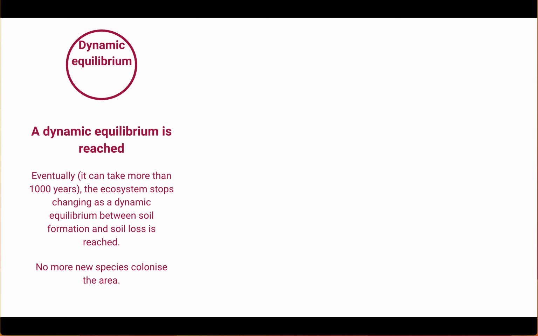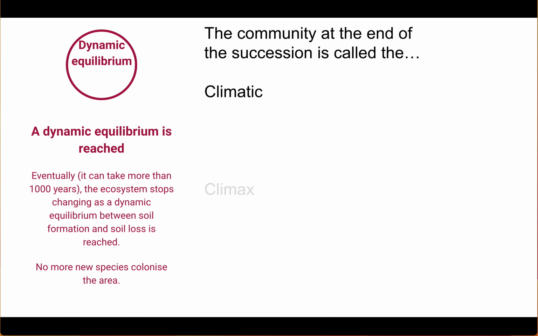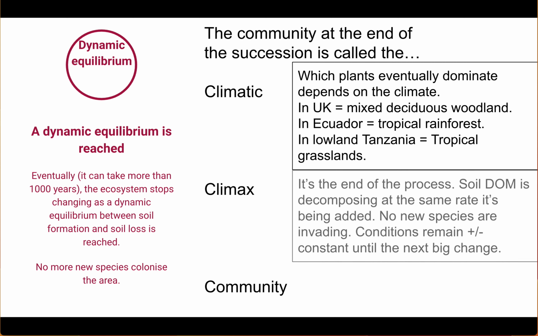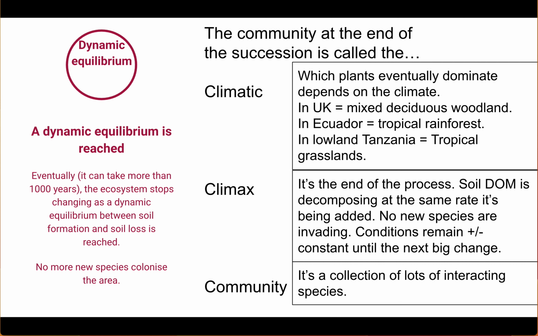So we said eventually you reach this dynamic equilibrium, which is called the climatic climax community. It's climatic because it depends on the climate. If I've got bare rock in Britain, eventually I get deciduous woodland. If I've got bare rock in Tanzania, eventually I get tropical grassland with elephants. It's the climax because it's the end of the process. You don't get any new species after this. You don't get more soil dead organic matter after this. You've reached a more or less constant environment. And it's a community because it's a collection of interacting species. Remember, that's the definition of community. It is the list of all species in an area.